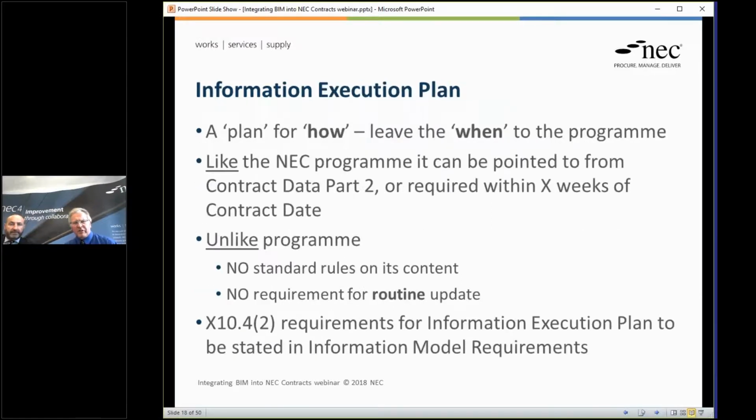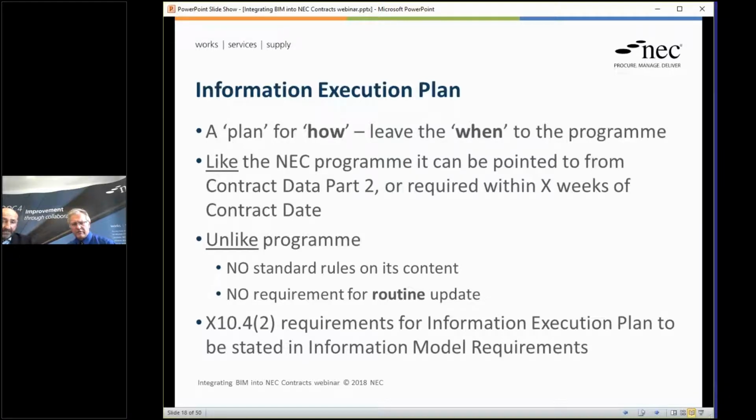Okay. Then we've got this information execution plan, which is... So that is a plan for how. We still have the program, accepted program in the contract that's going to discuss when information will be provided. So this is more about how it's to be provided. There could be a linkage across to the program. It could be a subset. There could be some extraction of dates within it. But we're not trying to replace the program here with this document. I think that's important. Okay.